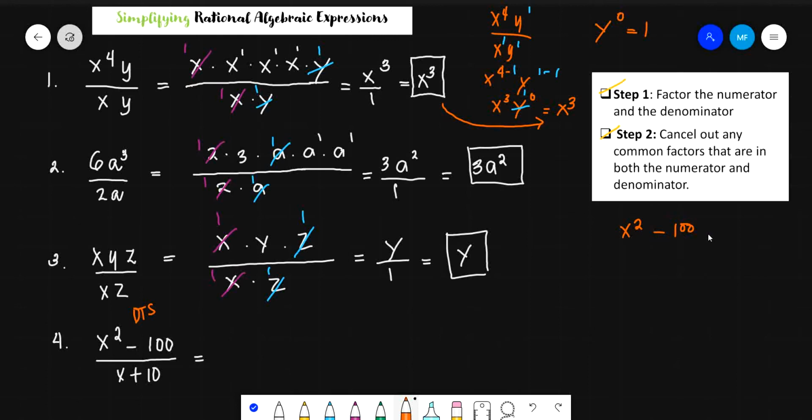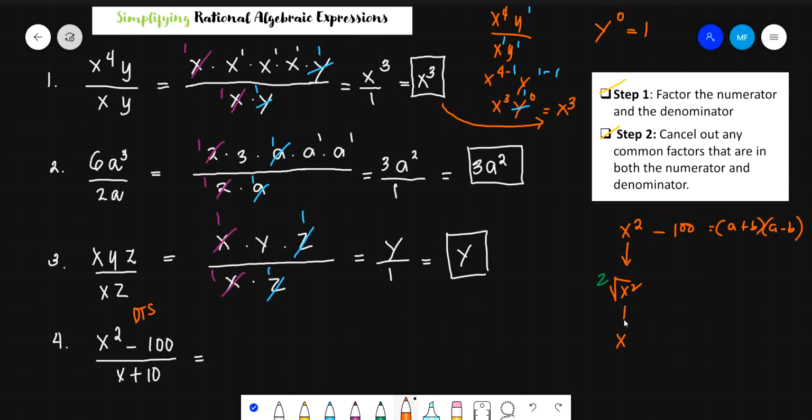Ang gagawin lang natin dito is, di ba, ang formula niya is a plus b times a minus b. Hanapin natin yung a. To find yung a, kunin mo yung square root ng x squared. So, ang square root ng x squared, di ba, x, divide natin yung exponent dun sa index. Ano ba yung index natin dito? 2. So, 2 divided by 2, that is 1, no? So, no need to put na yung ating 1. Okay? And next, dito naman.